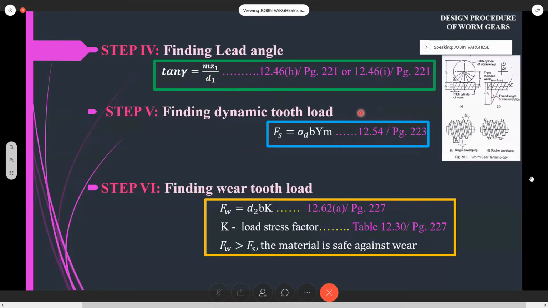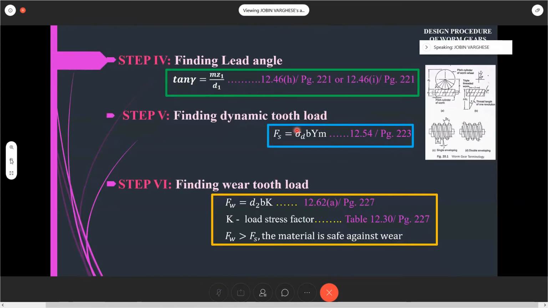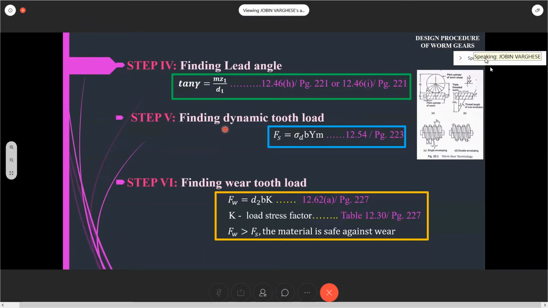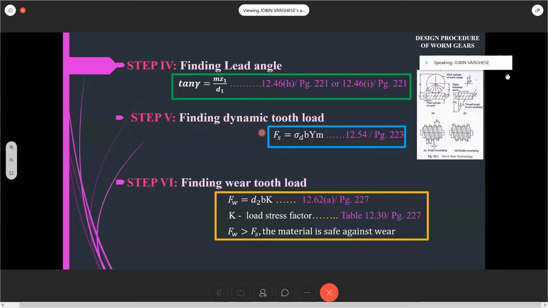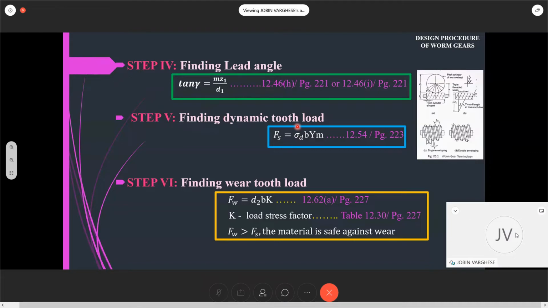Then, as we have already done in other gear designs, we have to use the dynamic tooth load. We have to find out what the force is that occurs during running. When the gears are rotating together, additional force will be acting because of different factors coming into being. Friction is obviously there, and dynamic forces and thrust forces come into the scenario. A dynamic tooth load comes here, so that should be calculated.